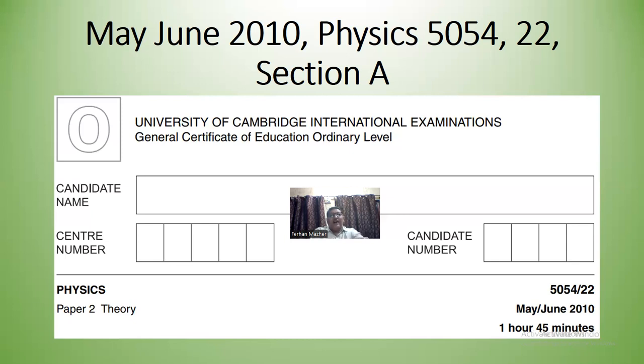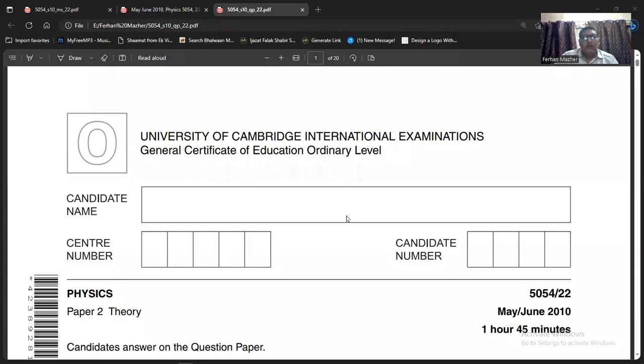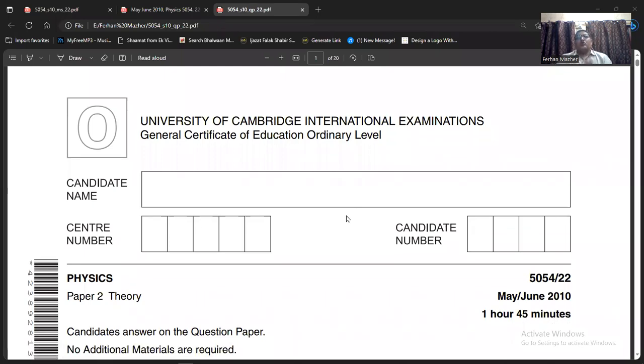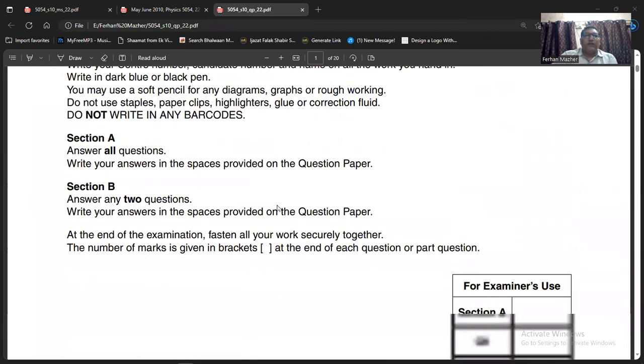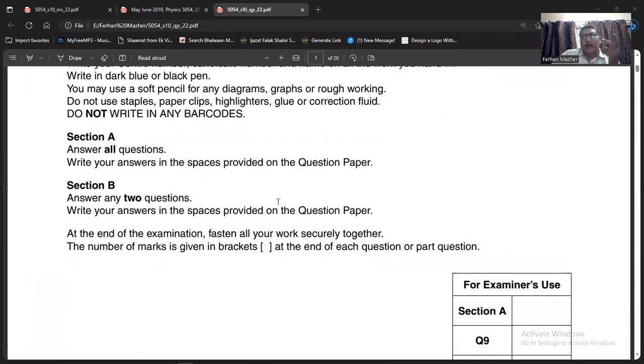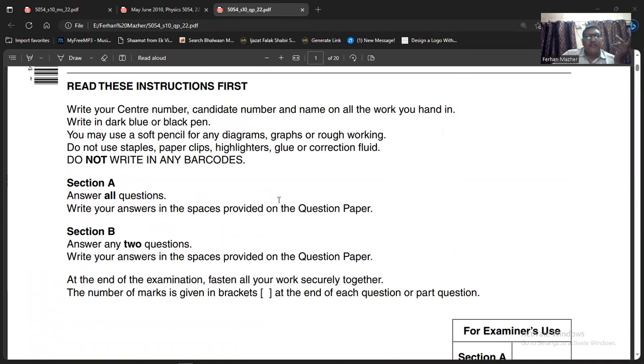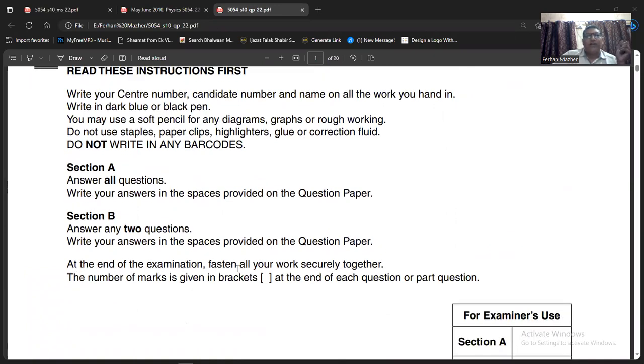So let's start Section A. We are going to solve this paper in this video. So let's start today's paper. The May-June 2010 paper 2 is showing up on your screen, and Section A is what we are going to solve today. Time allowed for this paper is 1 hour and 45 minutes, and there are 75 marks for this paper.